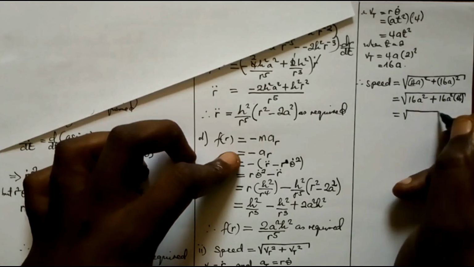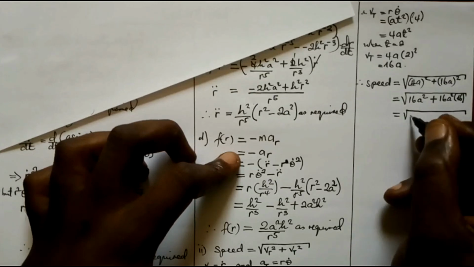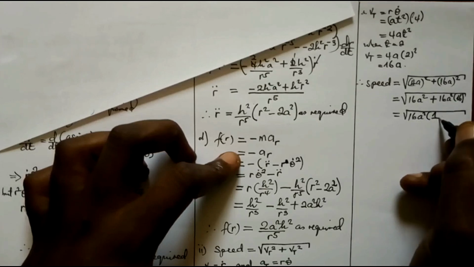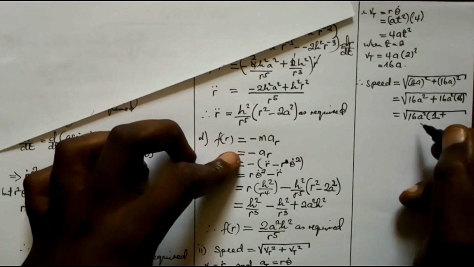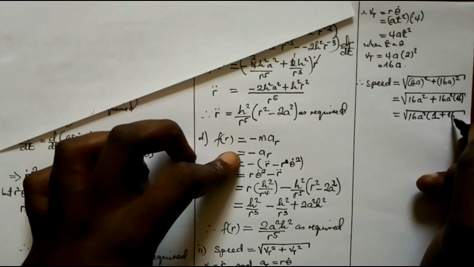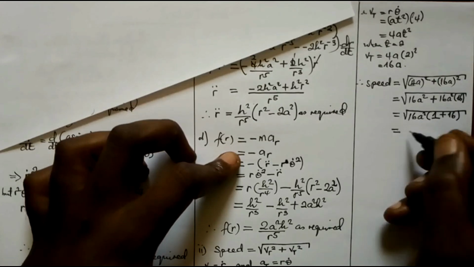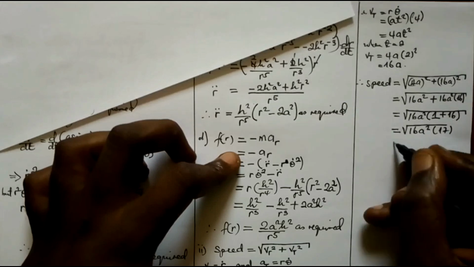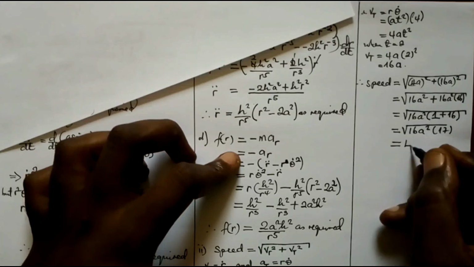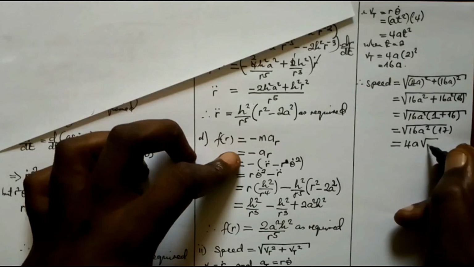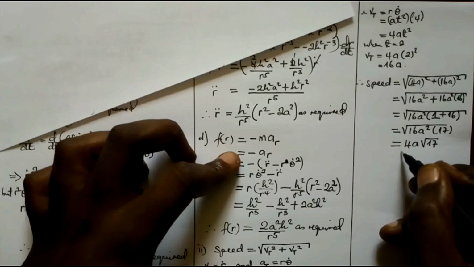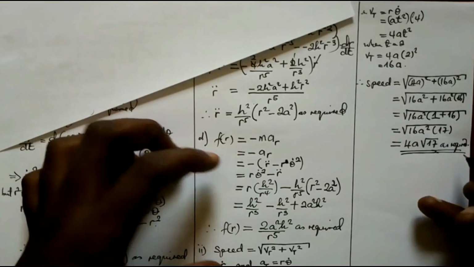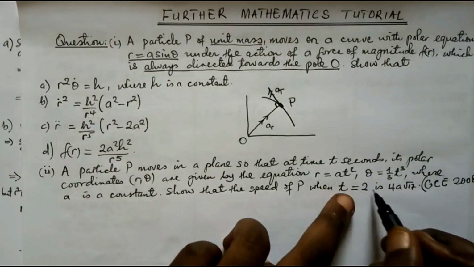We have the square root of 16a squared common into, when you divide 16a squared by 16a squared, you get 1, plus when you divide 16a squared into 16 by 16a squared, you get 16. And that gives us the square root of 16a squared into 17. The square root of 16a squared is 4a, so I send 4a out, and then we are left with root 17 inside. And that gives the proof as required. We were asked to prove that the speed when t equals 2 is 4a root 17.